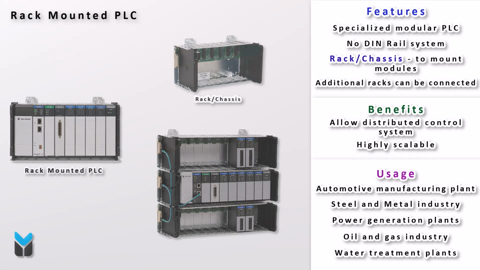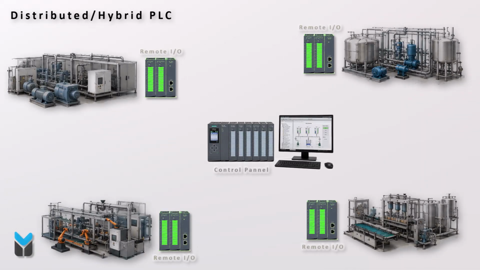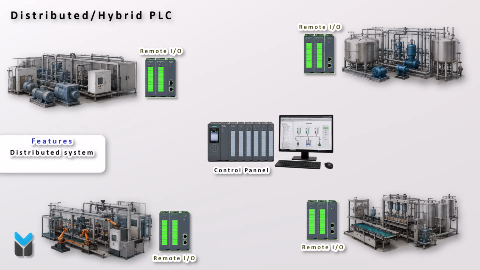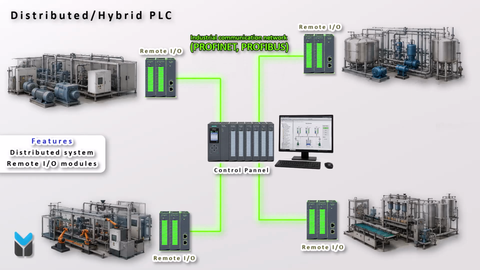Finally, we have the distributed or hybrid PLC system. In this system, the I/O modules are not limited to the main PLC panel. Instead, remote I/O modules can be installed near different machines or production areas and connected to the main PLC through an industrial communication network. This reduces the amount of wiring required, especially in large plants where machines are located far apart. It also makes the system more flexible and easier to expand.